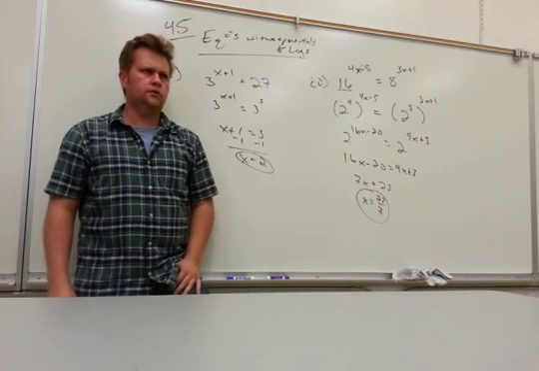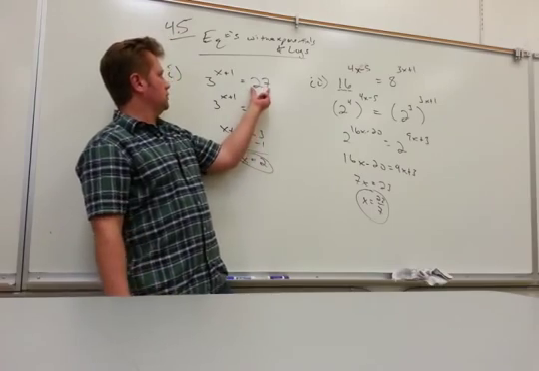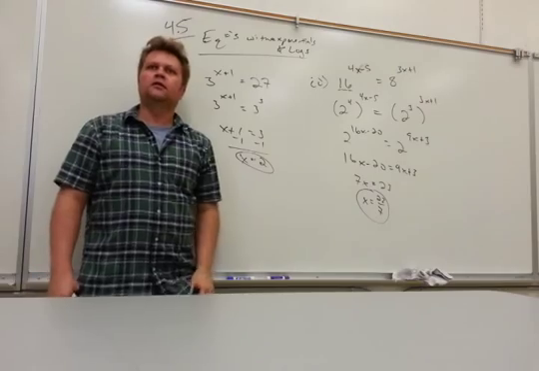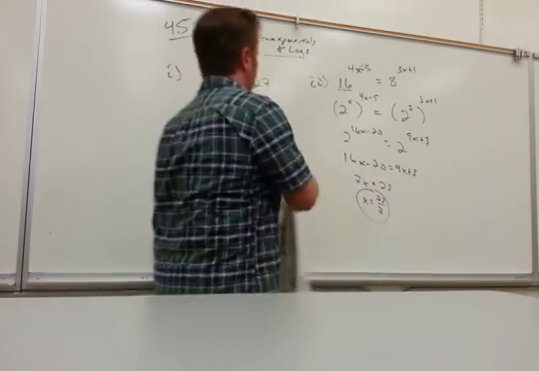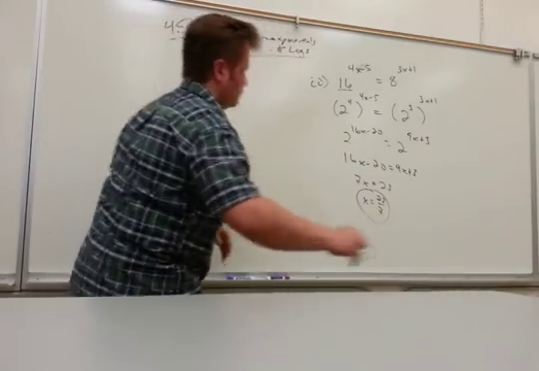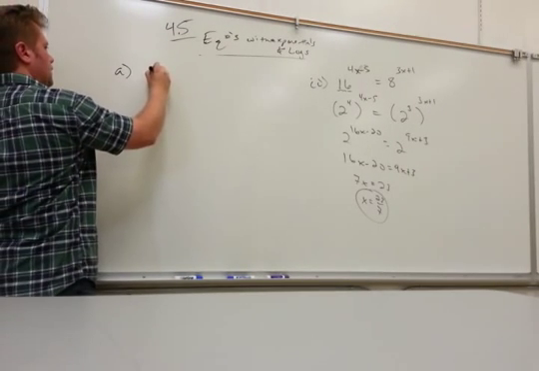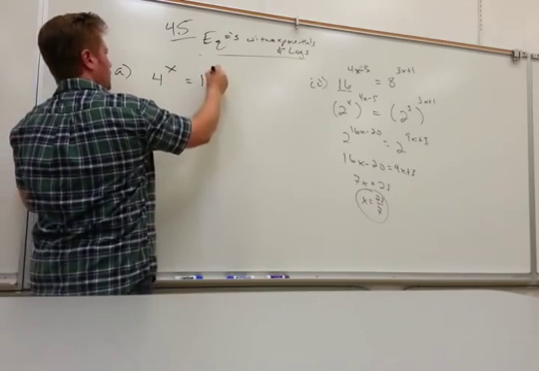Is that cool? Unfortunately, they're not all going to be this easy, because I could have just made this 3 to the x plus 1 equals 28, and that would just screw this whole thing up. It's too bad. So what do I do with a problem like that? Say like 4 to the x equals 19.